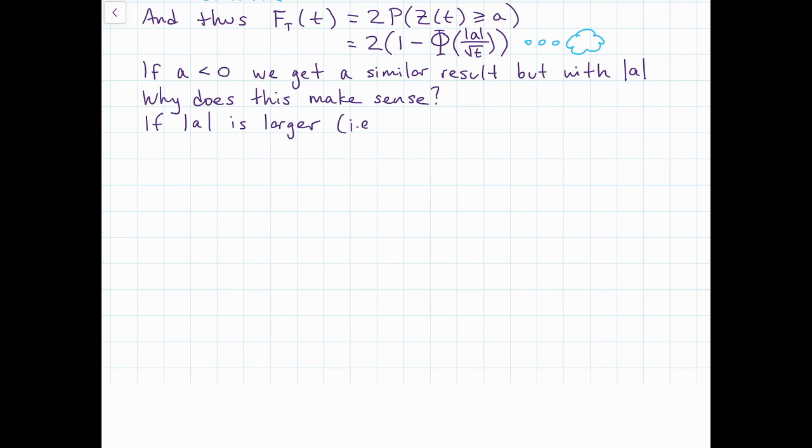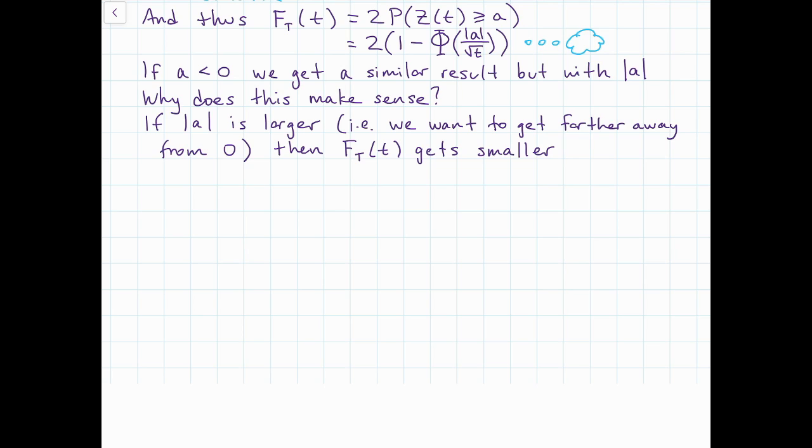So if the absolute value of a is larger, in other words, we want to get farther away from our initial value of 0, then this function, big F sub T of t, is going to be getting smaller. You can see it's a decreasing function of the absolute value of a. What that tells us is that on average, it's going to take longer to get there, because the probability of the time being less than or equal to little t is smaller. That should make sense, right? The farther away from 0 we want to get, on average, it will take longer for that to happen.